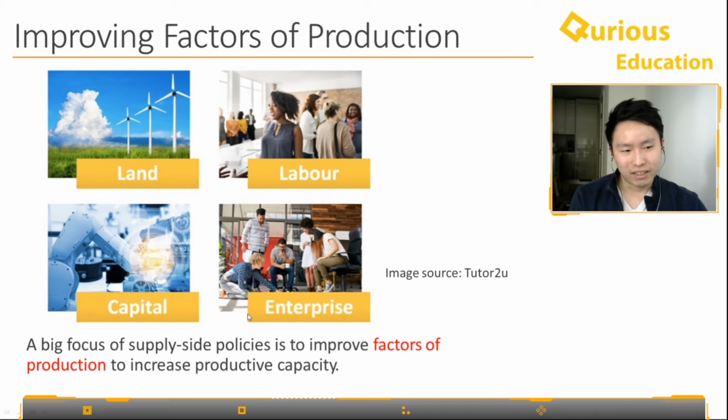And then finally, enterprise. Enterprise is how the entrepreneurs or business owners in the country act in order to organize these different factors of production into an actual business that helps to produce something. How we can improve enterprise is, for example, if we educate entrepreneurs or if we provide grants to start up businesses, then as a result, we'll be improving the amount of entrepreneurship in the country. And of course, this would help increase the overall levels of production in the economy, therefore increasing the total amount of supply for goods and services.